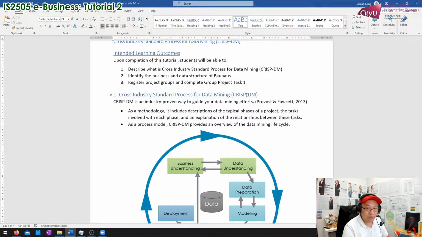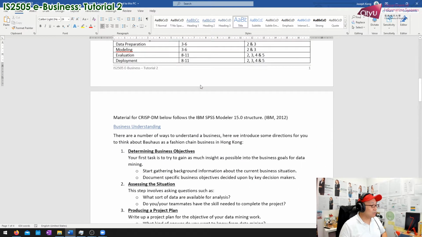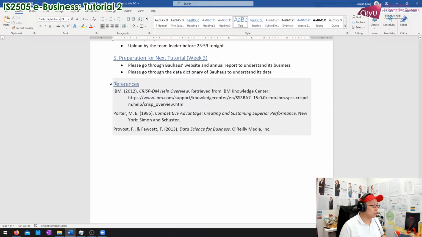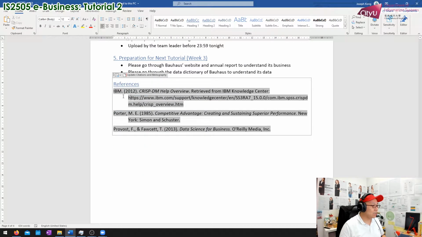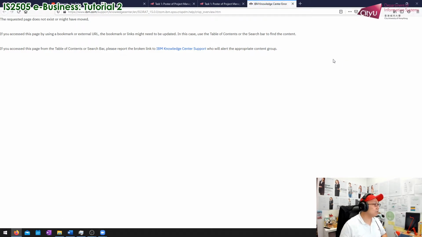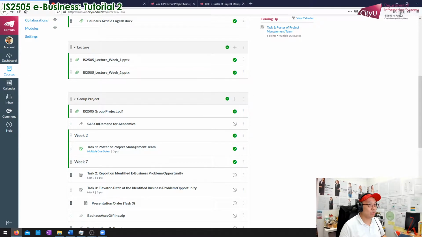Now, this CRISP-DM is not designed by us. We are not the designer, so it was not invented by us. We just borrow this model from somewhere. In case you are interested to know the details, you could go to this reference, highlight this link, and go to any browser that you like. Oh, maybe it's moved. That's okay, you don't need to worry about it.